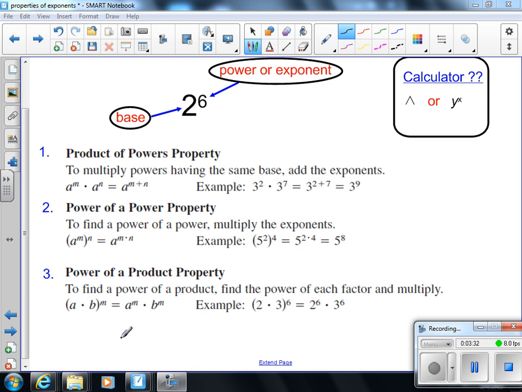And the last one is the power of a product. Now you notice these two numbers are different. I have A times B raised to the same power. I can actually do the opposite of distributing. I can break it down and say that it's A to the m power times B to the m power. So here's an example. If I have 2 times 3 all raised to the 6th power, that's the same as taking 2 to the 6th power times 3 to the 6th power. It's like using the distributive property.